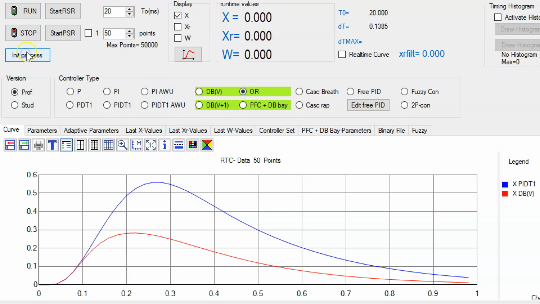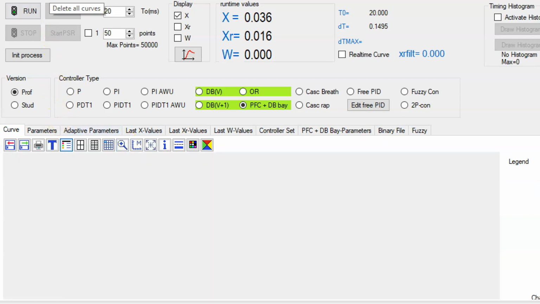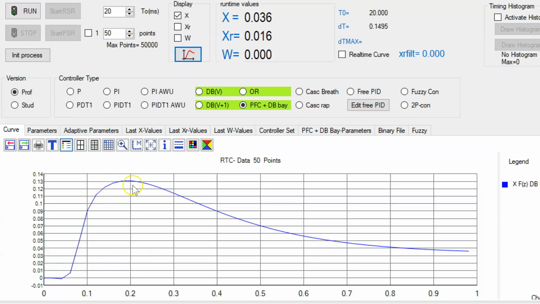Orientation controller, acceptable to good reference behavior. Disturbance behavior bad. You see there is a control error. And the modified deadbeat, my version of the deadbeat, the black curve, has a disturbance error here, and a final control error which is much smaller than the orientation controller, but there is still a control error. I show you this a little bit larger by deleting all other curves, repeating the last curve, and here you see there is a settling on an error value of 0.03 around that.